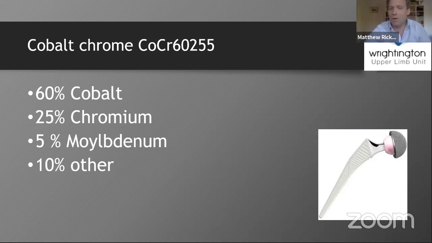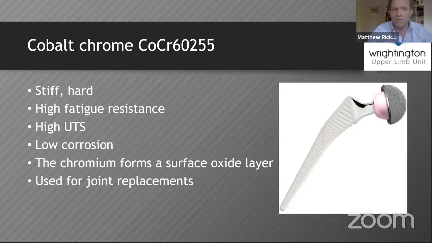One of the stiffest implants that you can put in is cobalt chrome, and this commonly makes up your knee and total hip replacements. Cobalt 60255, again, those numbers indicate the percentage proportions of the alloys within them. So your cobalt makes up 60%, chromium makes up 25%, molybdenum makes up 5% and 10% as others. So the chromium's there not just for the stiffness, but for the corrosion resistance, which is one of the key factors here. And so as an alloy, it's a combination of the elemental metals that are inside it.